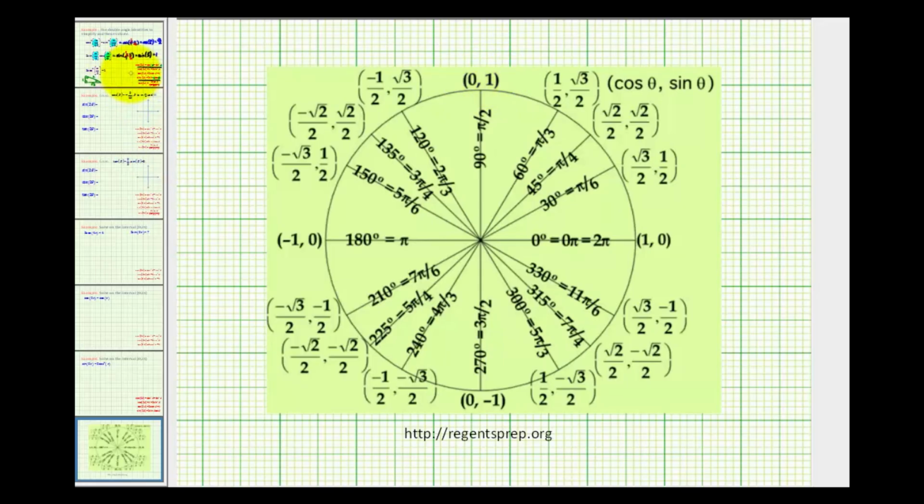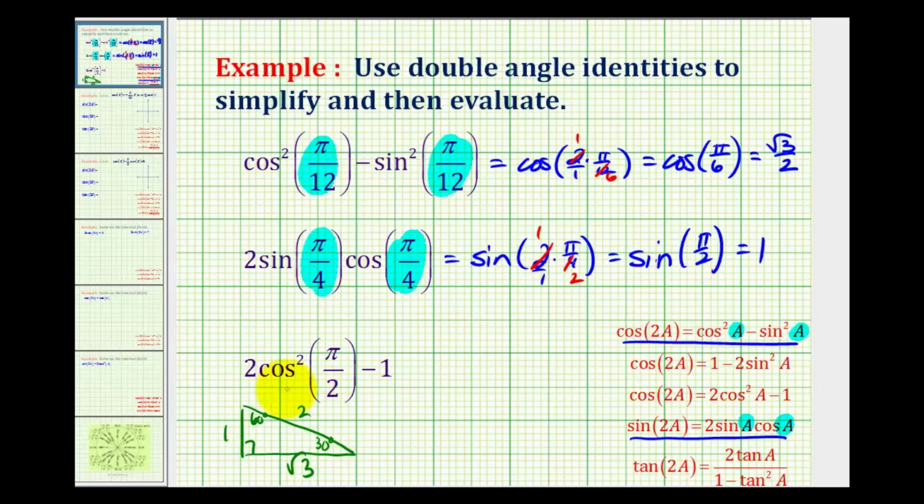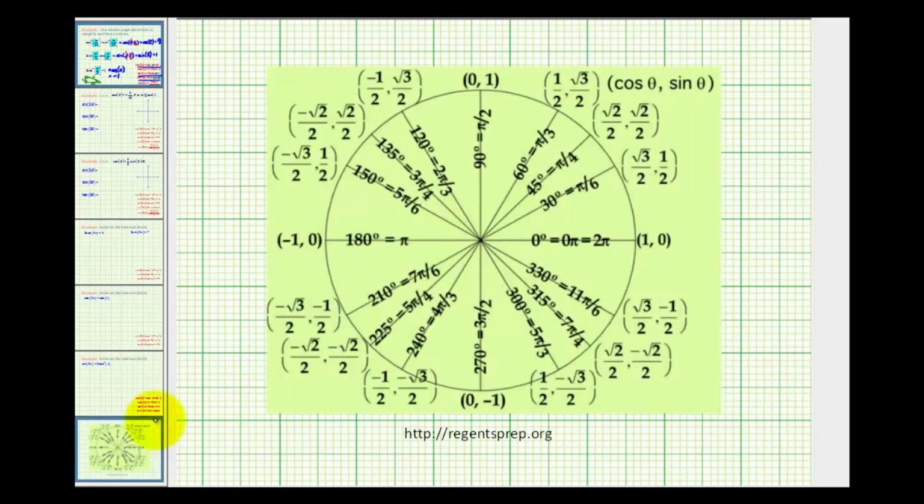In our last example, we have 2 cosine squared pi over 2 minus 1, which fits the form of this identity here, where a is equal to pi over 2. And so this right side is equal to cosine of 2 times a. So we have cosine of 2 times pi over 2 is just going to be pi. And cosine of pi is equal to negative 1. And again, if we need to, we can verify this on the unit circle. Here's the terminal side of pi radians. Cosine theta is equal to x. So we have a cosine function value of negative 1.